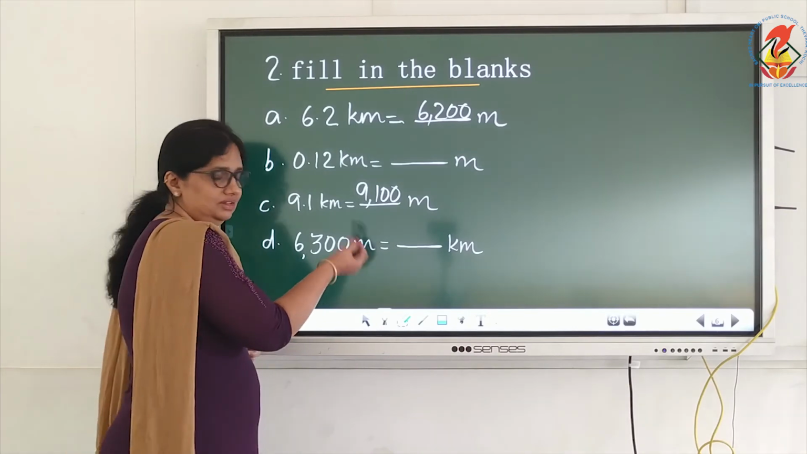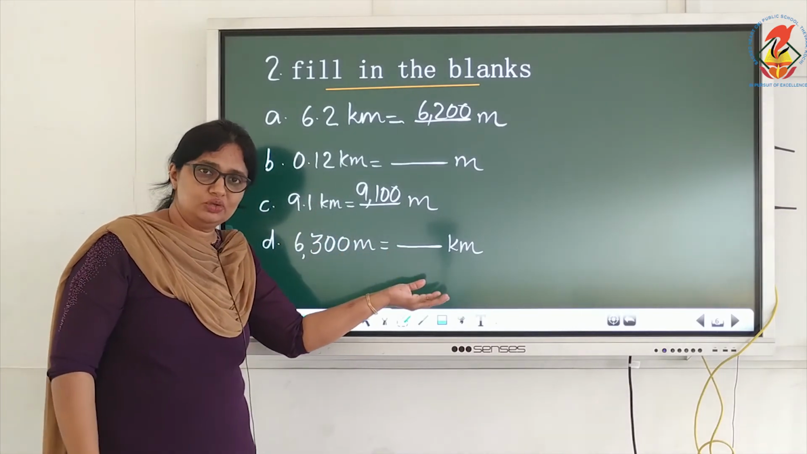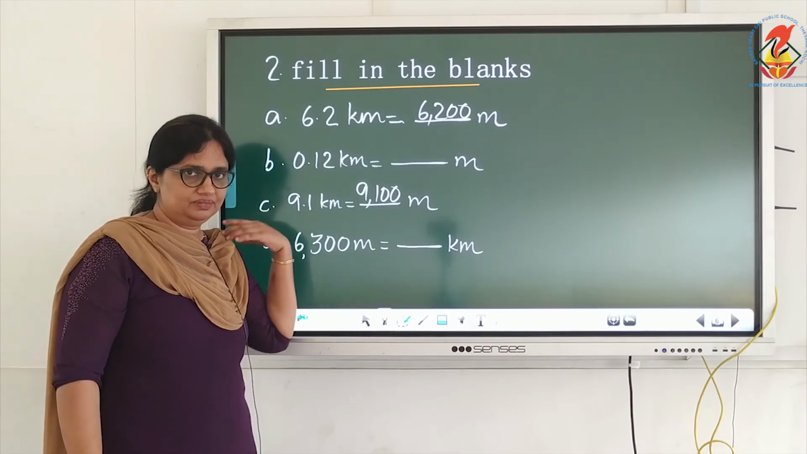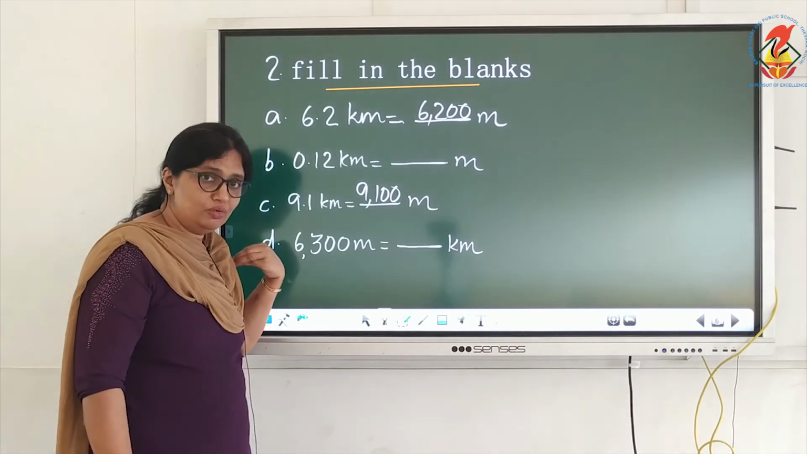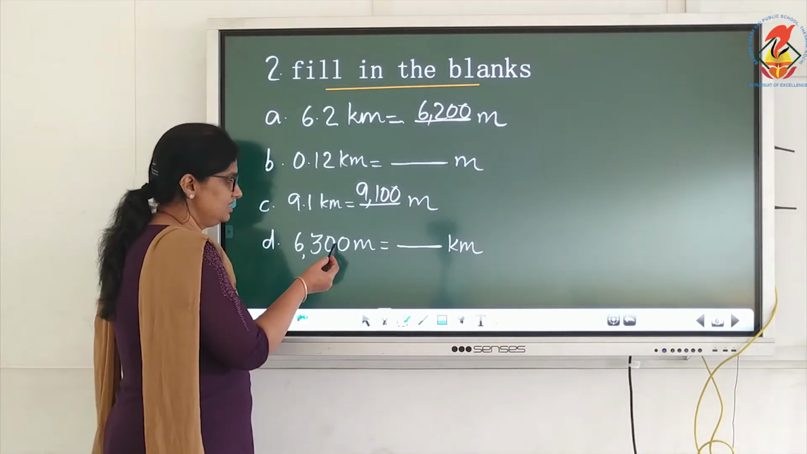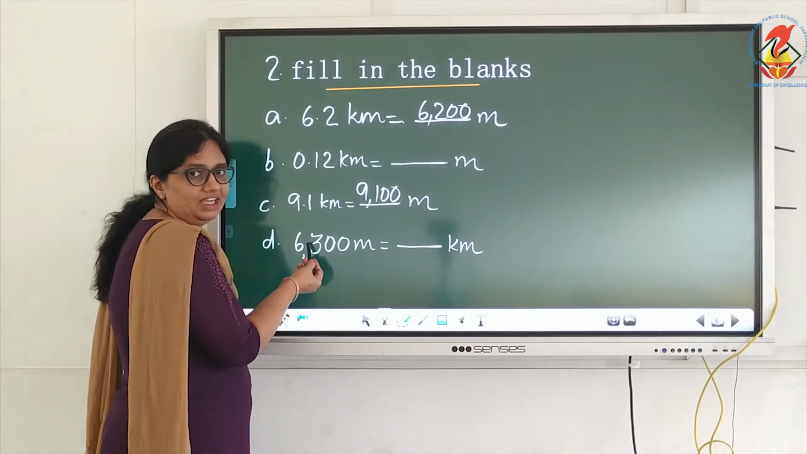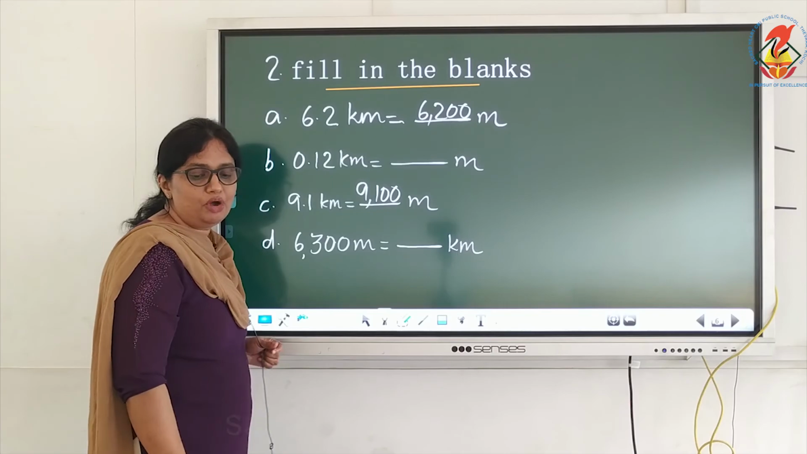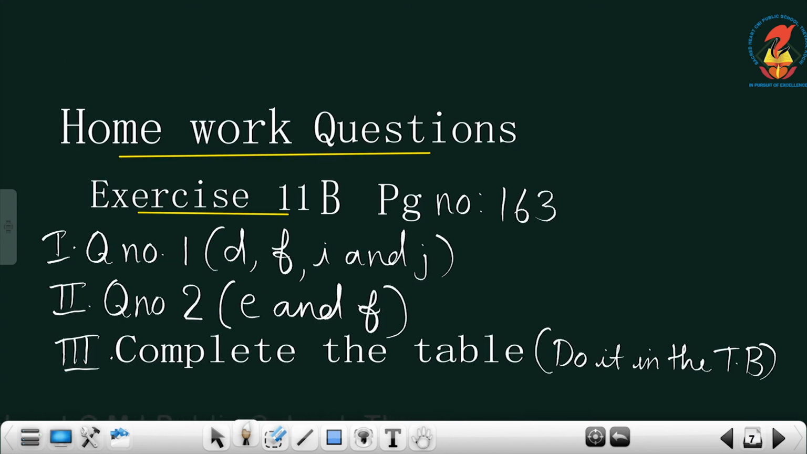Okay. How can you do this? For the multiplication, the decimal places move to the right only. But for the division, we need to use decimal point moves to the left only. How many places? 1, 2, 3. It will become what? 6.3 only. 6.3 kilometers. Okay.